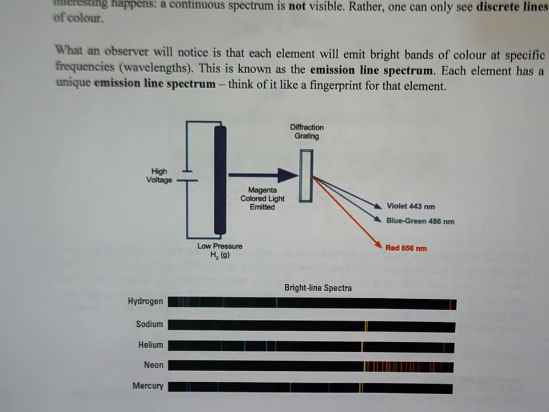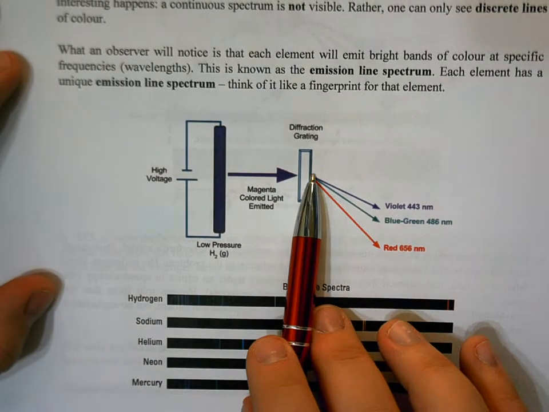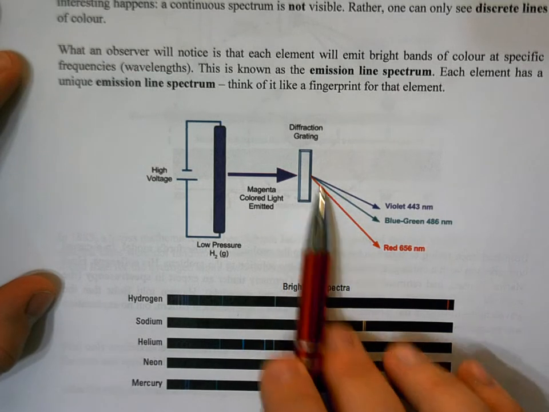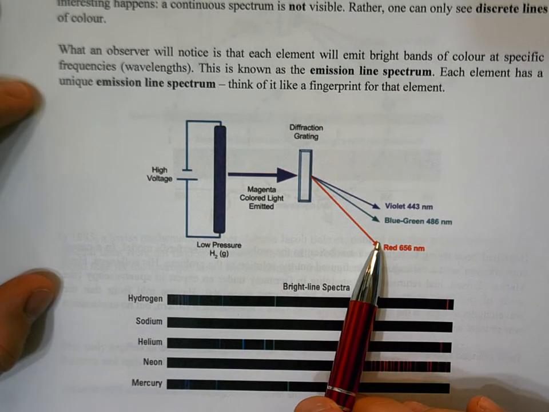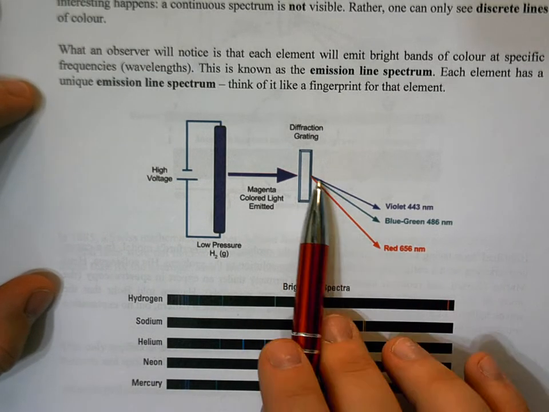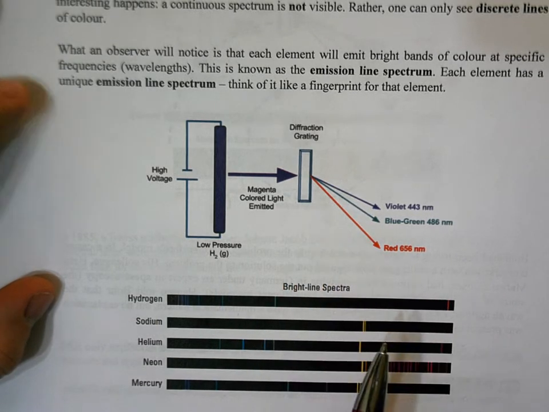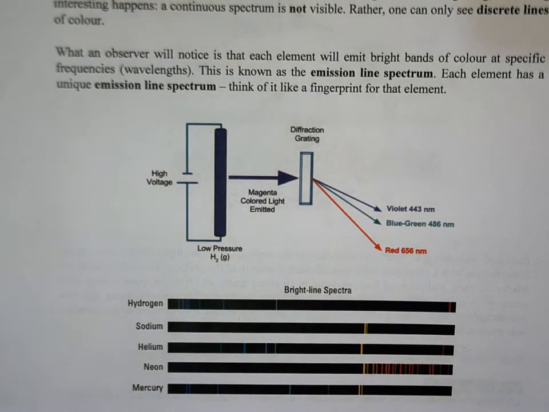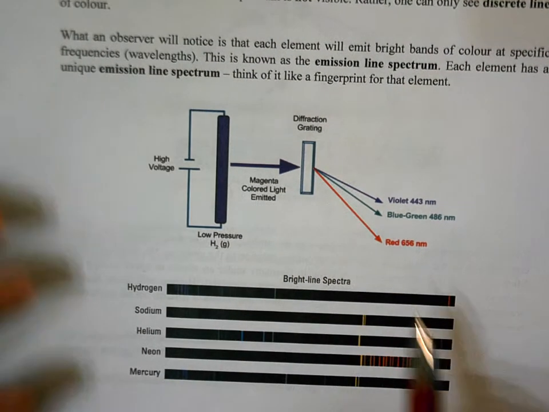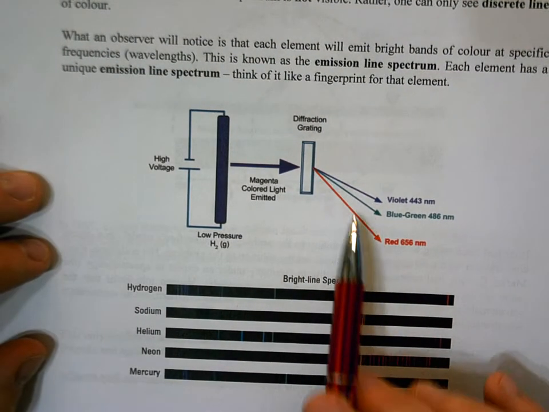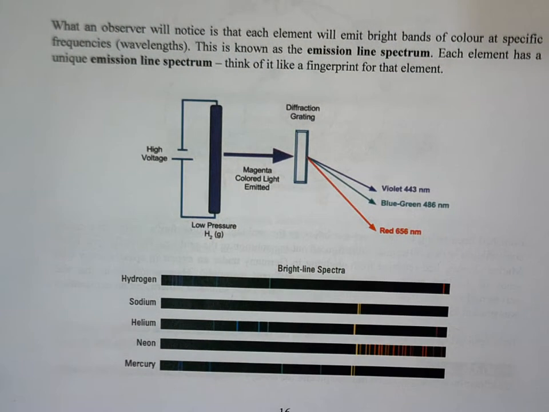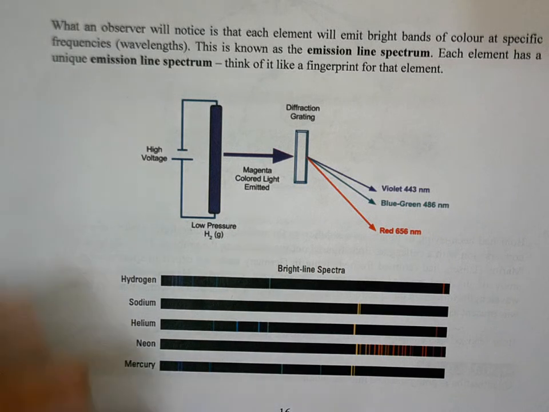What's going to happen is that we are going to notice specific bands of color. We're not going to notice a continuous spectrum, we're just going to notice some particular bands of color at particular wavelengths. These discrete lines that we observe are referred to as emission line spectra.